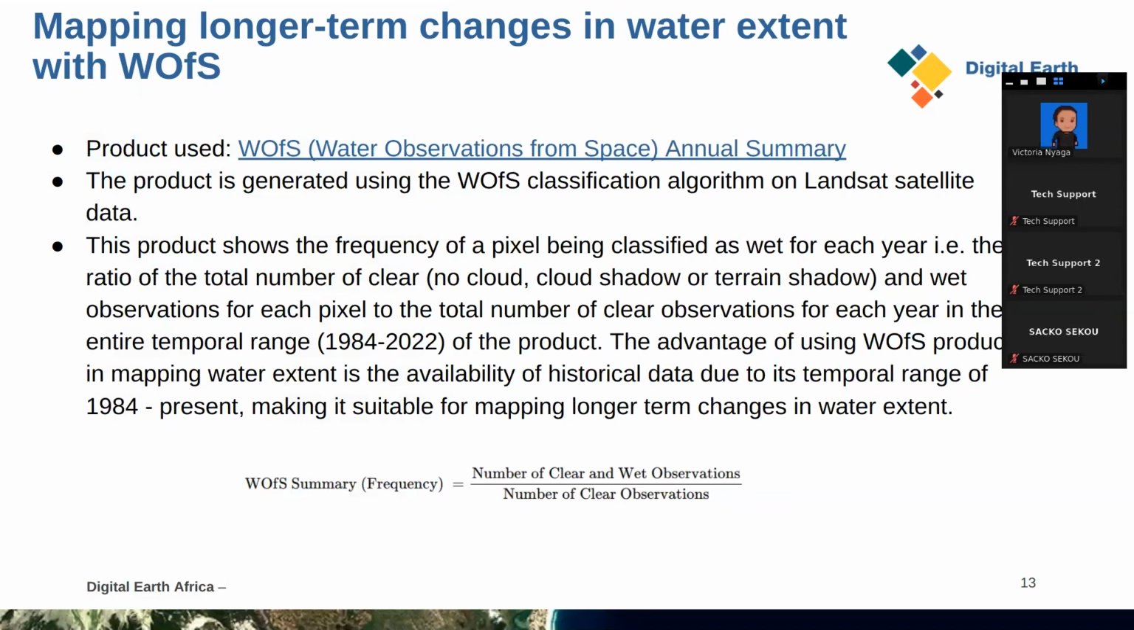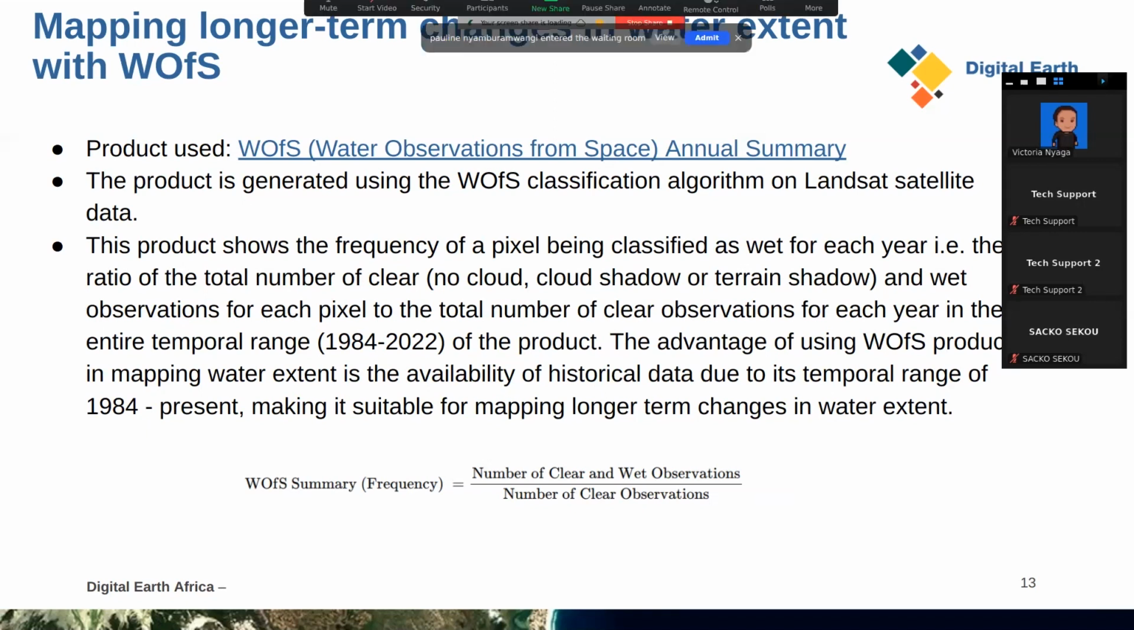What the product shows is the frequency of a pixel being classified as wet for each year. We take the count of the total number of clear and wet observations for a pixel, and we also take the count of the total number of clear observations, and then we divide them to get the WOfS frequency.